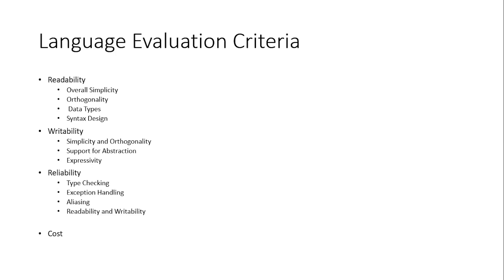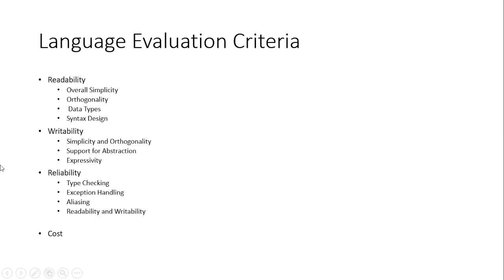So suppose we have binary trees, then if we go with the Java or C++ representation, that will be much easier. And the overall support for abstraction is clearly an important factor in the writability of languages.